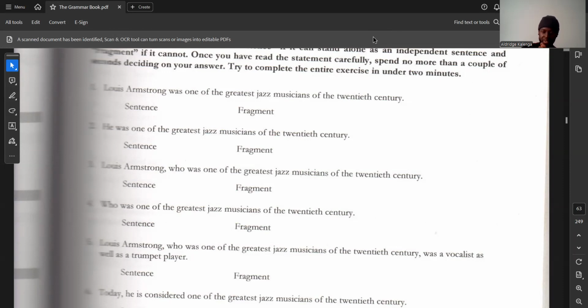Winter, do you want to tell us why it's a fragment? Okay, I feel this is a fragment because the sentence, let me not say the sentence, the statement is not complete. Saying "Louis Armstrong was one of the greatest jazz musicians of the 20th century," then what? What happened? So we're not sure. Making sense? Well, I can't explain it any better. So that's good.